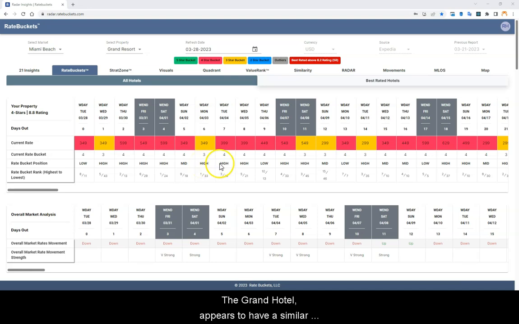The Grand Hotel appears to have a similar opportunity on the weekend. The Rate Buckets tool provides a clear understanding of where your rates stand in relation to the entire market, and simultaneously, how market movements affect your rate position.